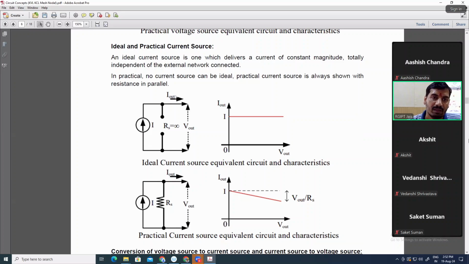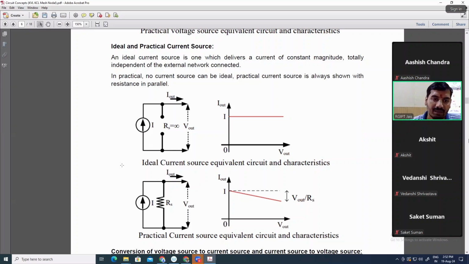In this ideal current source, you can see I output is equal to I. Exactly, it will be the same as the I value. Means when voltage varies, there should not be any change in the current value.